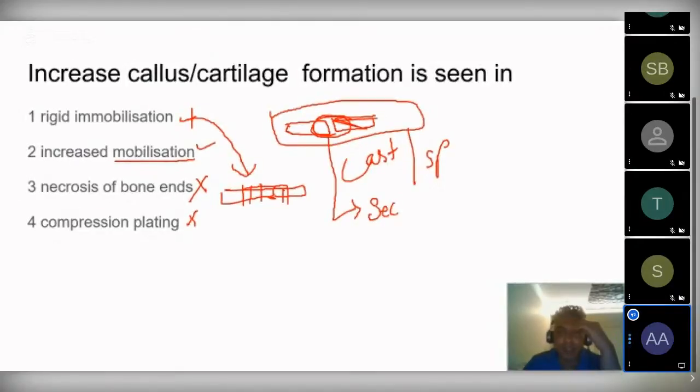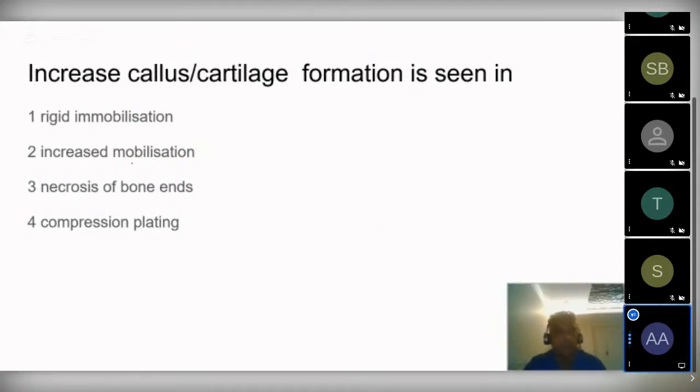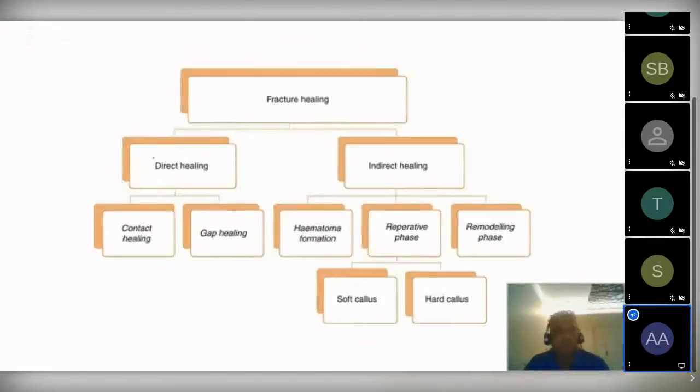There is something called primary fracture healing and secondary fracture healing, which I'll come to later. So you understand what is the right answer in this? Excessive callus formation is because of increased mobility at the fracture site, to some extent. Okay, this is what I was mentioning.